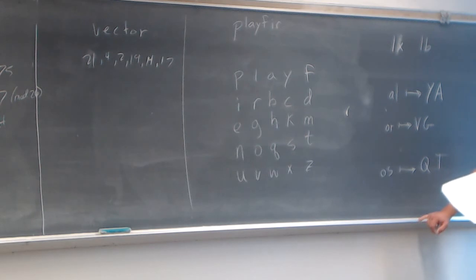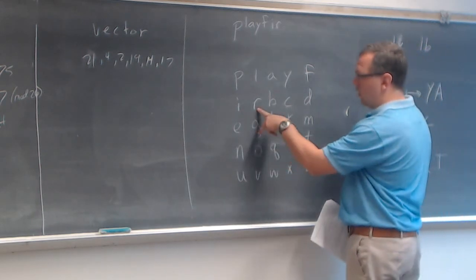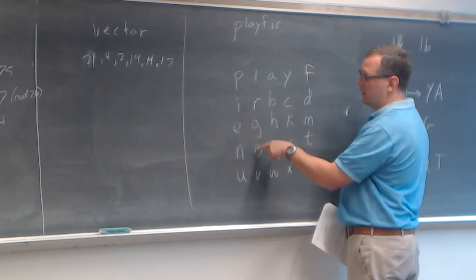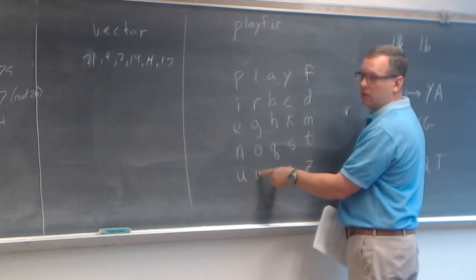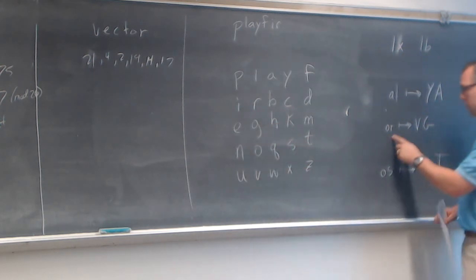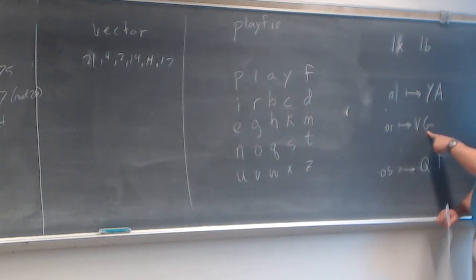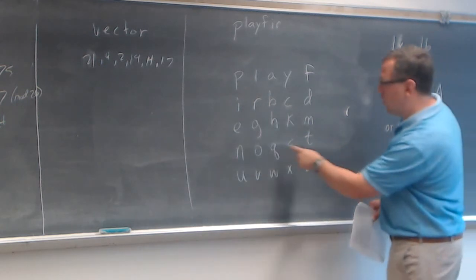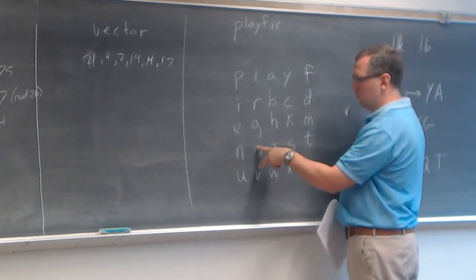Shift that OR again for me, please. Okay. O and R are in the same column, so each letter gets sent to the letter below it. O gets sent to V, R gets sent to G. Gotcha. So OR goes to VG. What if it was GO? If it was GO, it would go to OB.